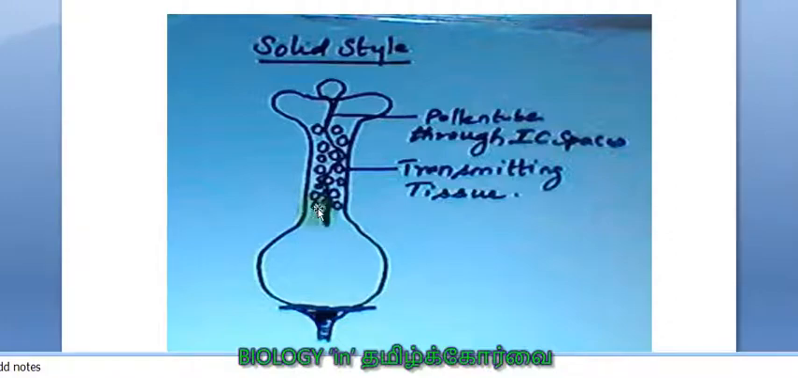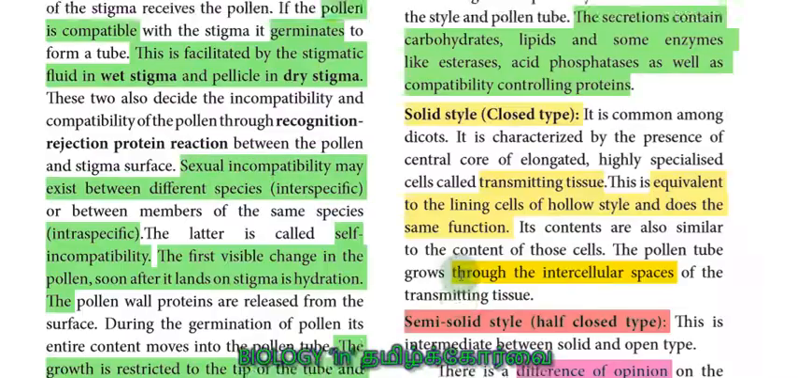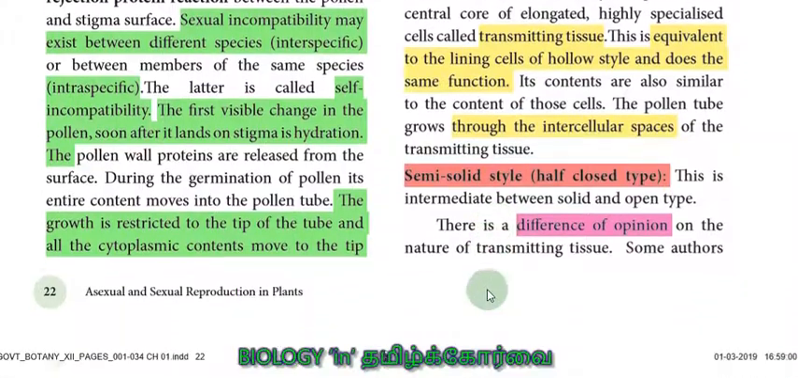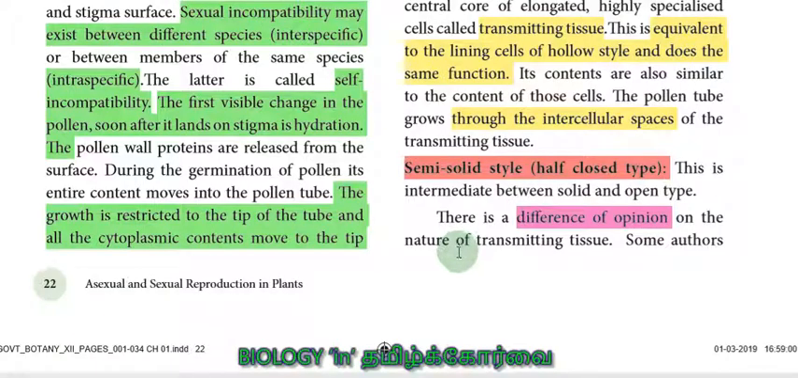If it is the third type, semi-solid style or half-closed type, it means half of the style will be closed by cellular transmitting tissue, and half of the style will be filled with mucilaginous substance and not filled with any cells. Then it is called semi-solid style or half-closed type.